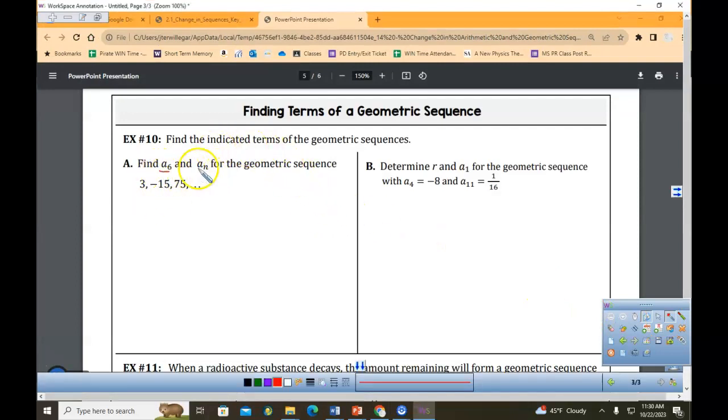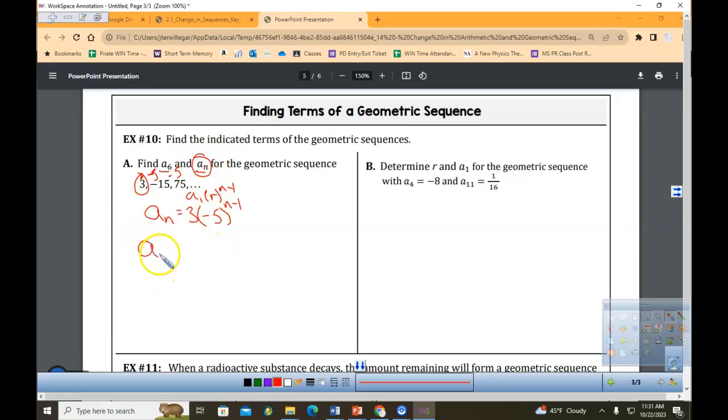Alright, for this beast, based on this information, I need to find a sub 6 and a sub n. I'm going to find a sub n first, because that will give me my sequence. So a sub n will equal my a sub 1 times r to the n minus 1, right? So I need to find my r and my a sub 1. Well, a sub 1 is easy. It's my first term. So that's 3. Now what's my r? What do I multiply 3 by to get negative 15? Negative 5. What do I multiply negative 15 by to get 75? Negative 5. So my r is -5, to the n minus 1. So that's my a sub n formula.